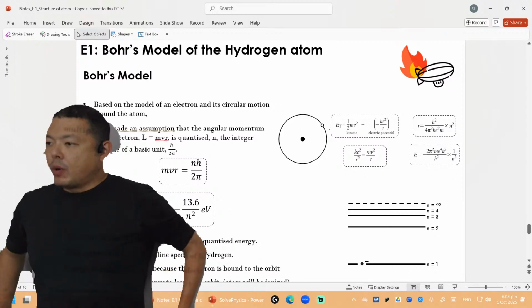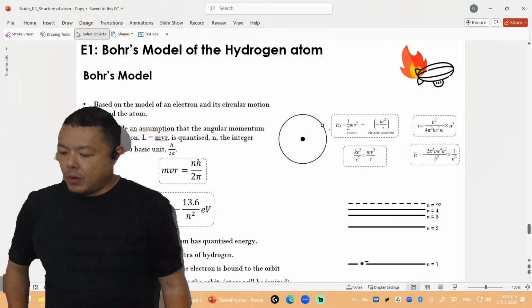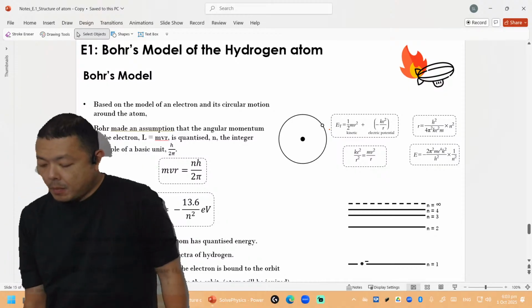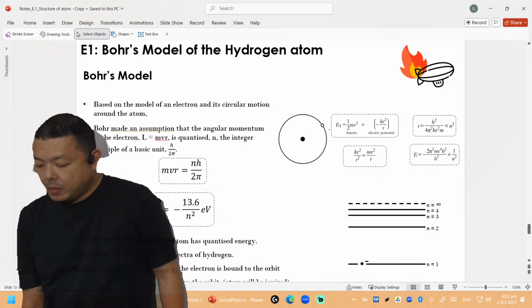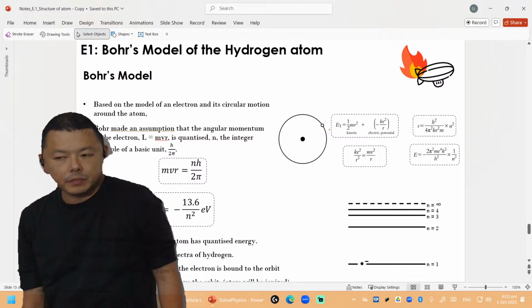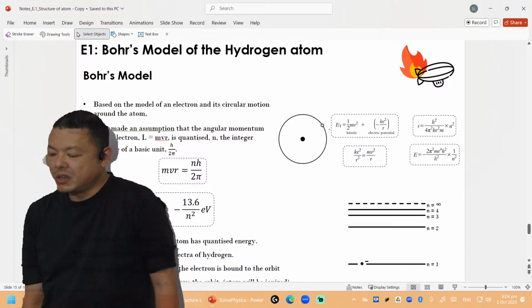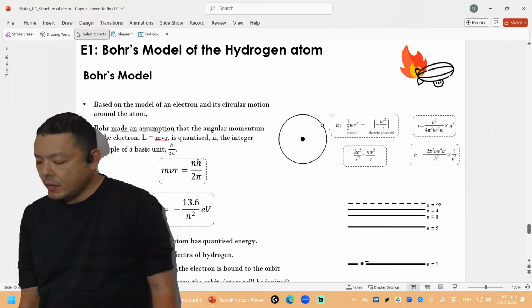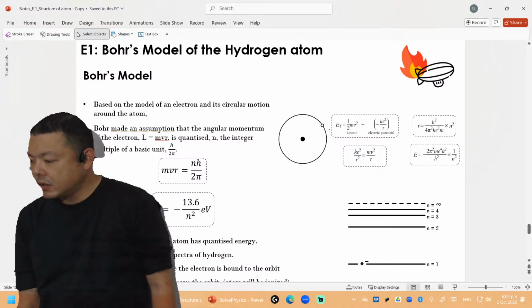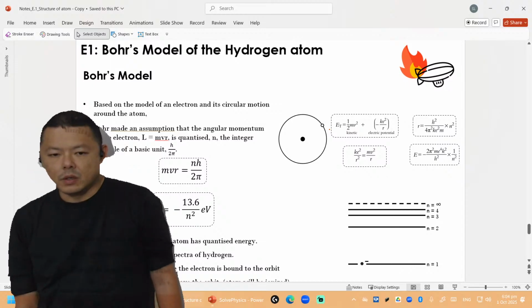So we need to talk about Bohr's model now. So what did Bohr do to create his model? He made up equations. Okay, he's not wrong. What are his assumptions? What is his model based on? What's the electron doing?